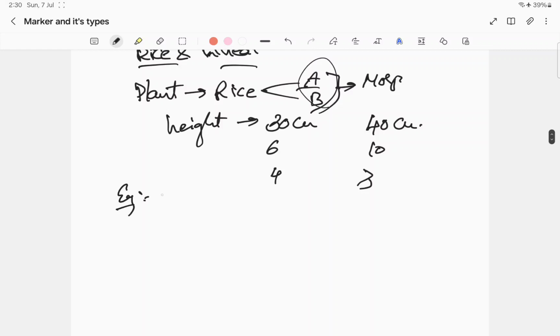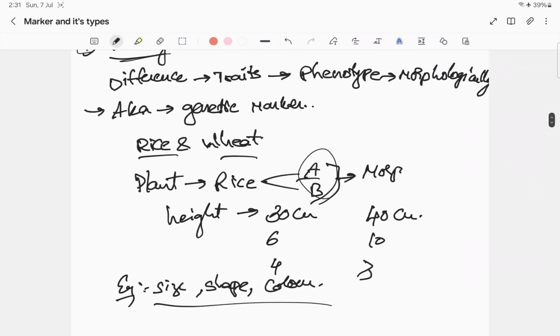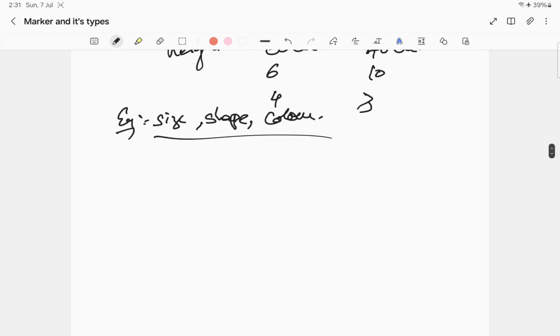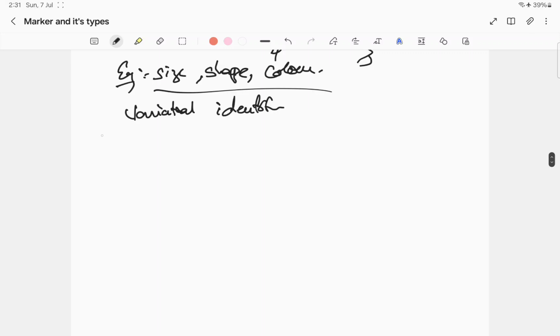For example, size, shape, color, any morphological characters that we can take as a marker. This morphological marker is generally used in varietal identification. In varietal identification we will generally use this morphological marker. Now we come to the advantages and disadvantages of the morphological marker.